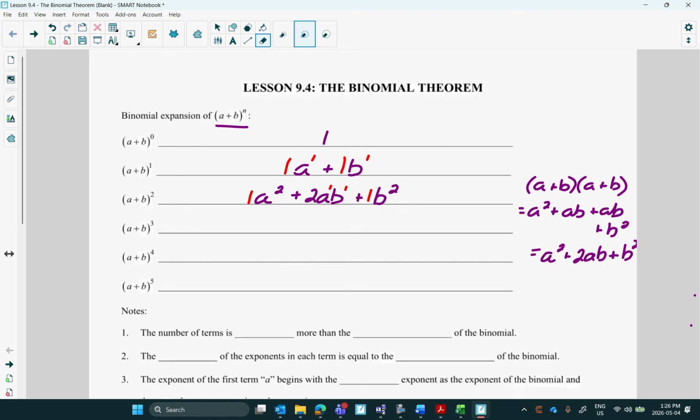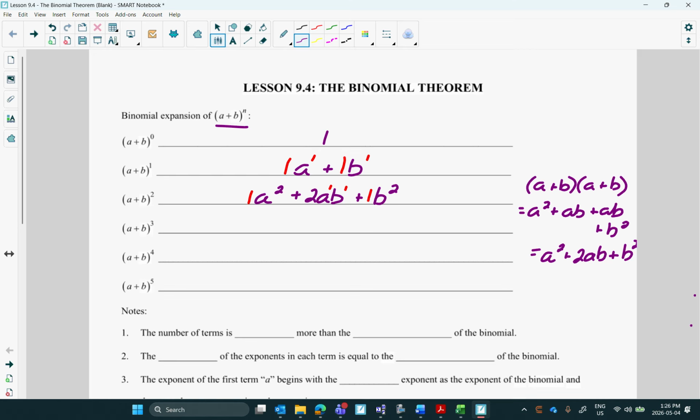And we could do this the long way. I could take this answer and multiply by a plus b. But let's see if we can find a pattern. How many terms do you think will be in this answer? 4, right? When the exponent was 0, there was 1. When the exponent was 1, there were 2 terms. When the exponent was 2, there were 3 terms. So there must be 4 terms.